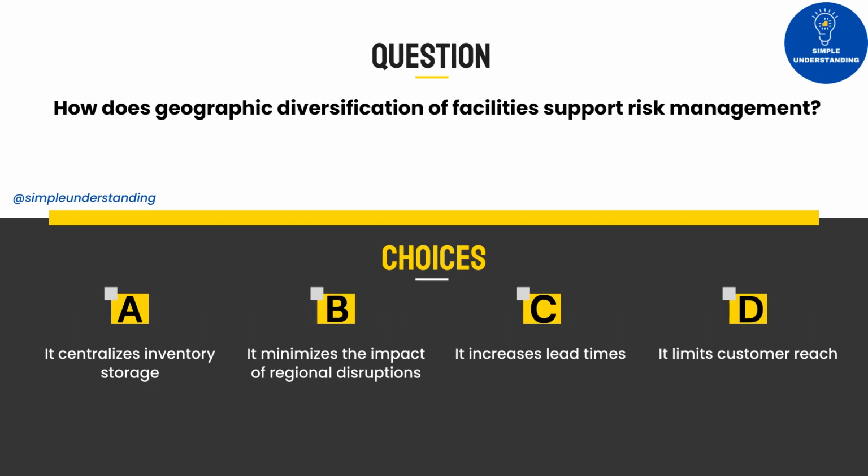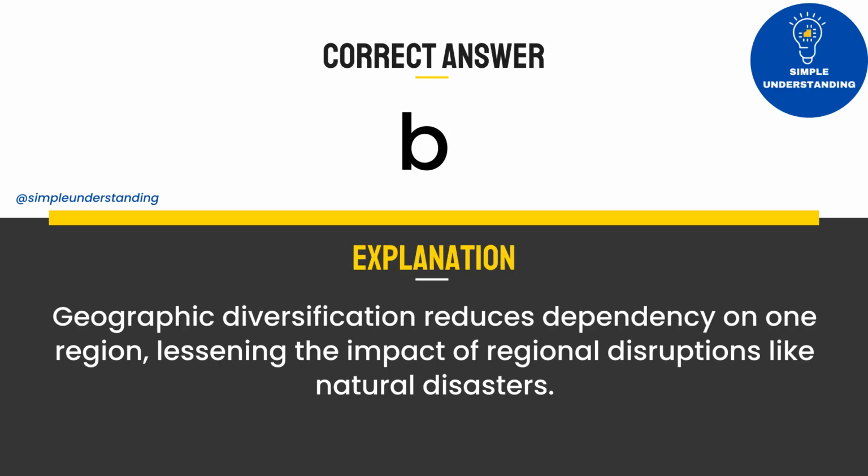4. How does geographic diversification of facilities support risk management? A. It centralizes inventory storage. B. It minimizes the impact of regional disruptions. C. It increases lead times. D. It limits customer reach. Correct answer, B. Explanation. Geographic diversification reduces dependency on one region, lessening the impact of regional disruptions like natural disasters.